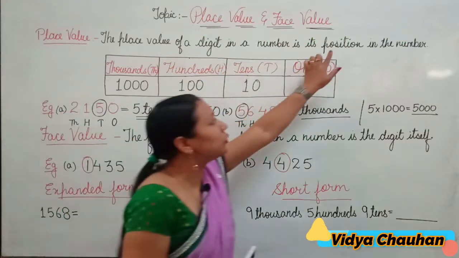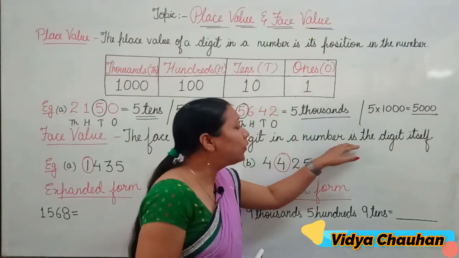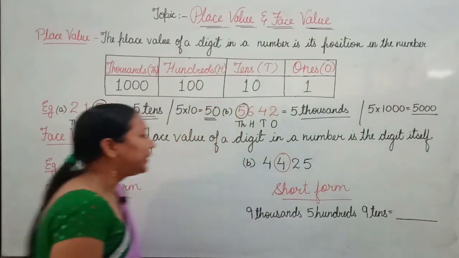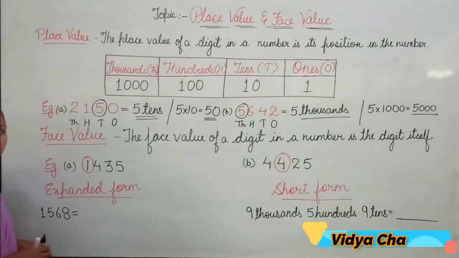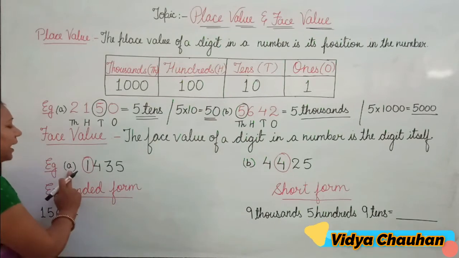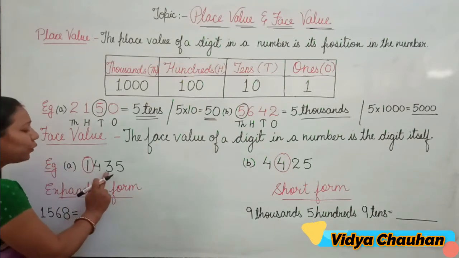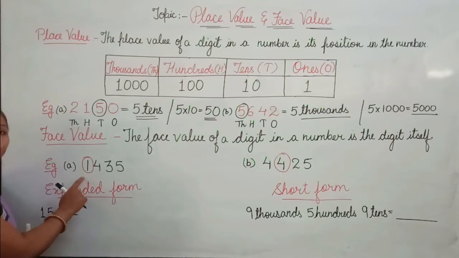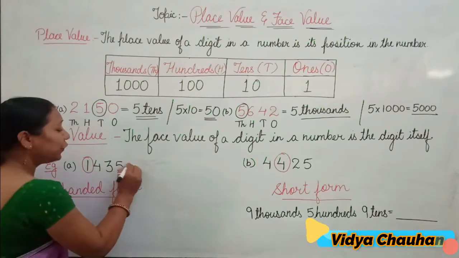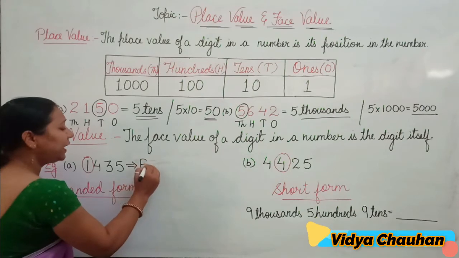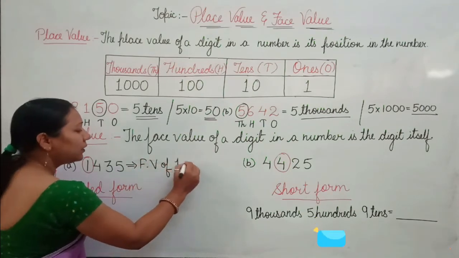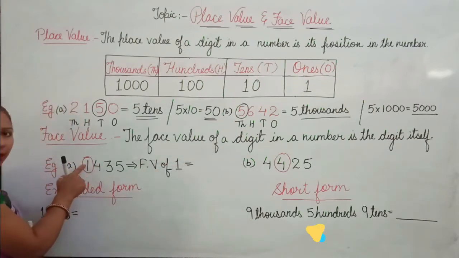Earlier we have discussed the position of the digit. Now, the face value is the digit itself. Here I have taken some questions from your book exercise, and the number is 1435, and you have to find the face value of the circled digit. So what will you write here? Face value of 1 is, what is the digit circled here?